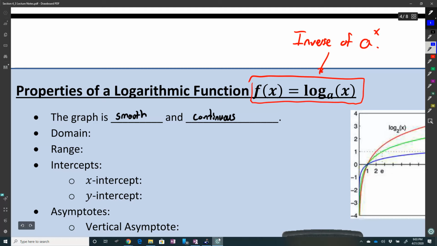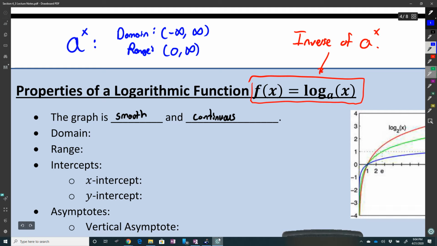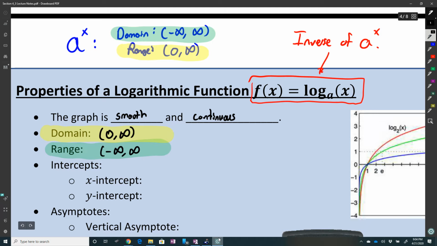Now, the domain and the range swap places. When we were dealing with a to the x, we had the domain and the range. So the domain was negative infinity to infinity, whereas the range was 0 to infinity. But remember that the log is the inverse. So what's going to happen is these two things are going to swap places. The domain is going to become the range. The range is going to become the domain. So the domain of a log is 0 to infinity, not including 0. The range is negative infinity to infinity.